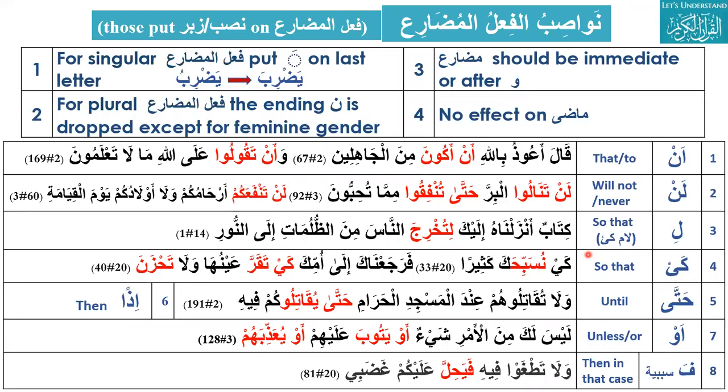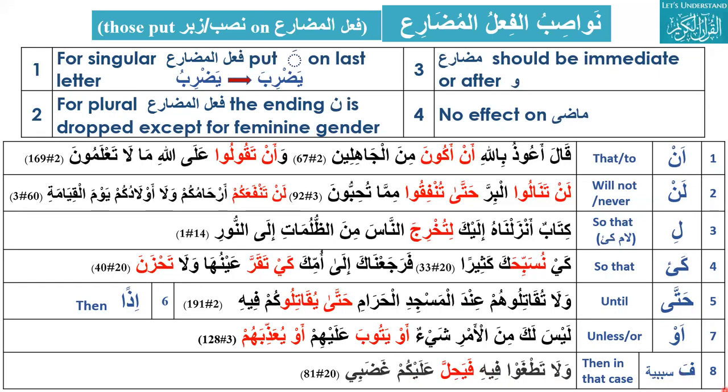And then after we know the Nawasibul Fi'lul Mudare, we should know what they will do. They will do something with Fi'lul Mudare. That's why this is called Nawasibul Fi'lul Mudare. And it's a complete list. There are 8: an, lan, li, kai, hatta, idha, aw, fa sababiyya.